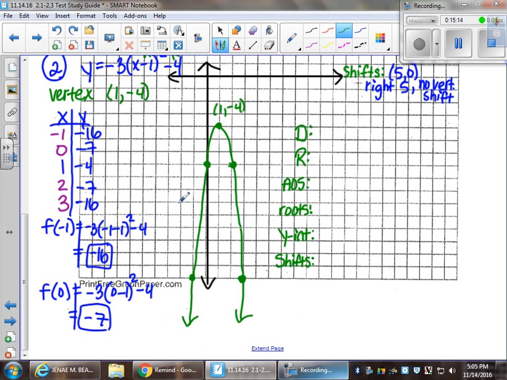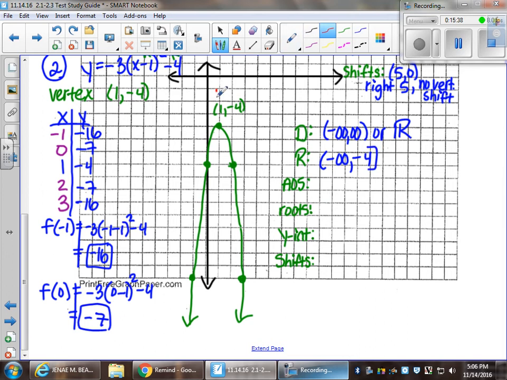My domain, when I come in from the left, I hit an arrow, come in from the right, arrow. So I know my domain is negative infinity to infinity, or all real numbers, however you like to write it. My range, I come in from the bottom, I hit arrows, so negative infinity, but I definitely have a restriction when I come in from the top. My largest possible y value is at -4. So -4 with a bracket.